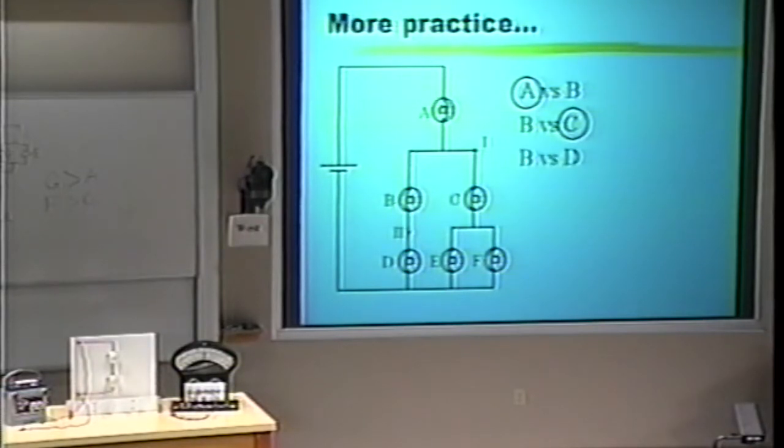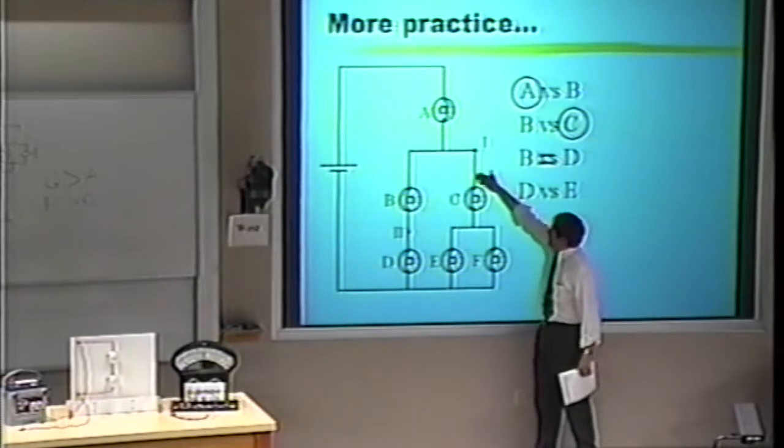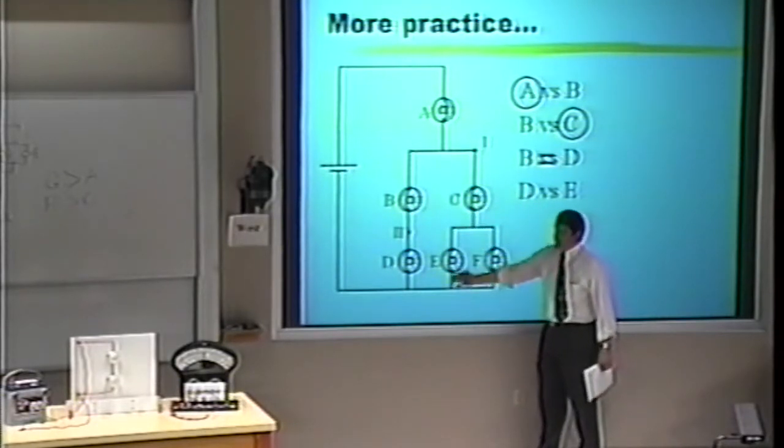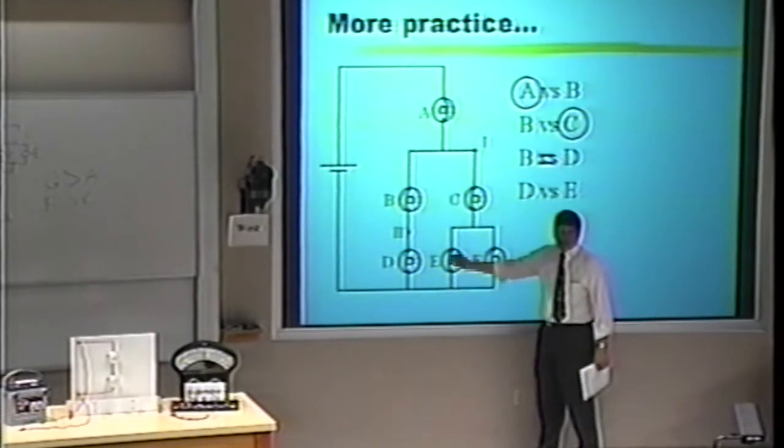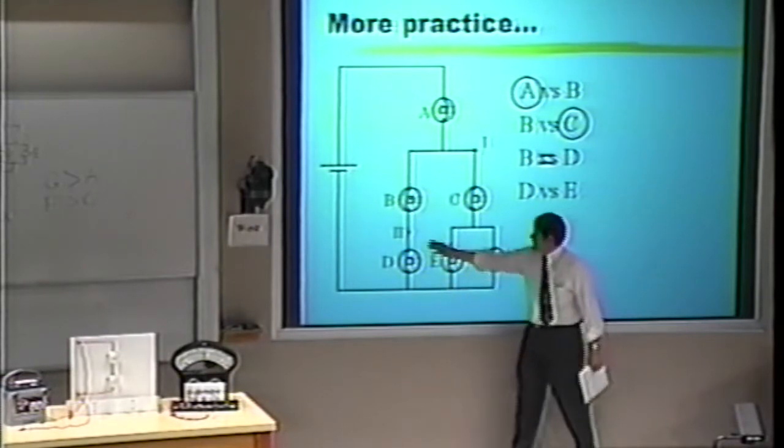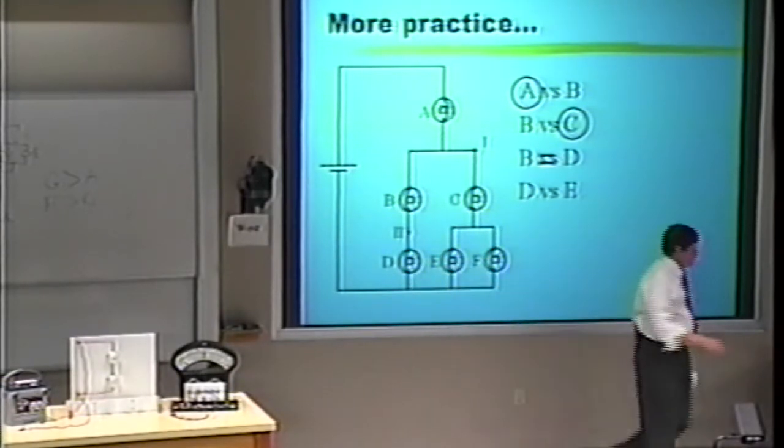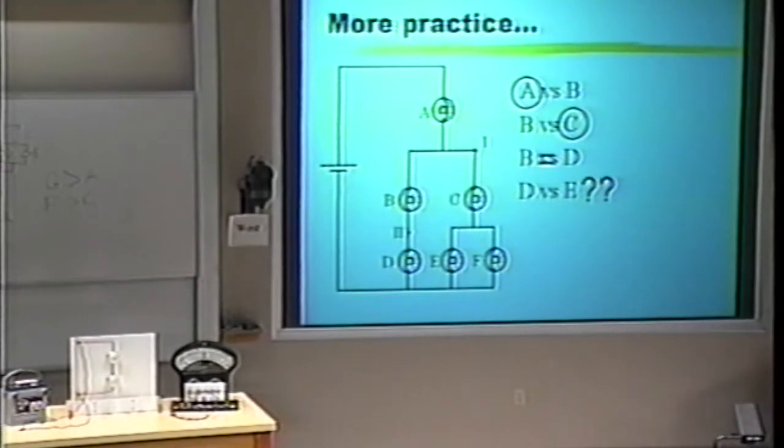Okay, what about B and D? Shout it out. Series. They're equal. Okay, D versus E. It turns out that there's more current going down this branch, but E only gets half of that more. E is getting half of the large pizza. D is getting all of the small pizza. The current model fails. Okay? We're getting tired of seeing that. My model fails. I can't do it.